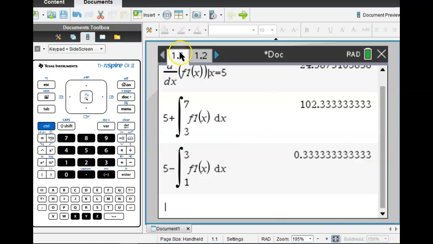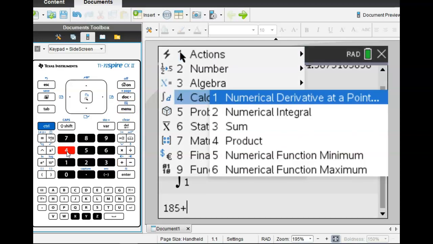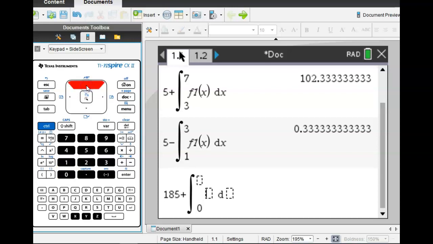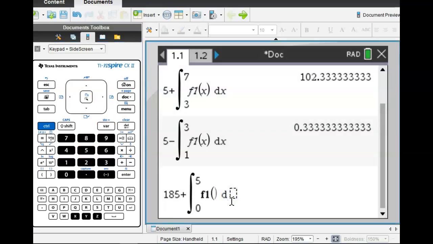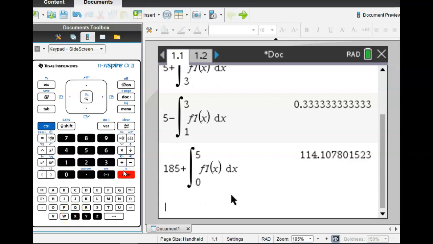Three decimal places, yes. Unless you're told otherwise, it's always three decimal places. So we get 185 plus, menu, I want to do calculus. I'm going to do an integral going from 0. Do we understand why it's from 0 to 5? Yes. Okay, good. Of the variable, which is f1 of x, dx. And that's what I got.